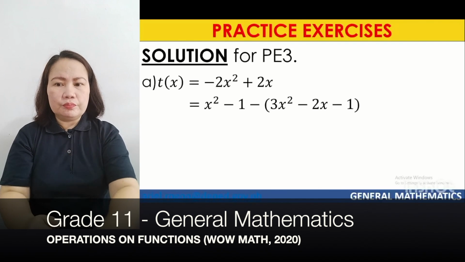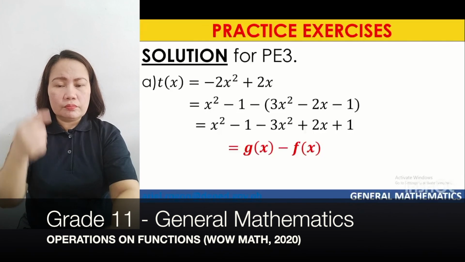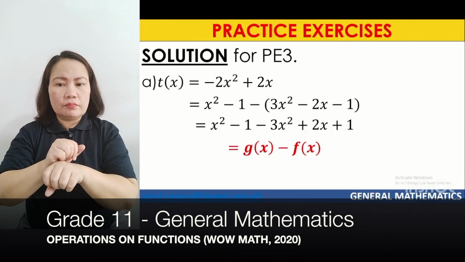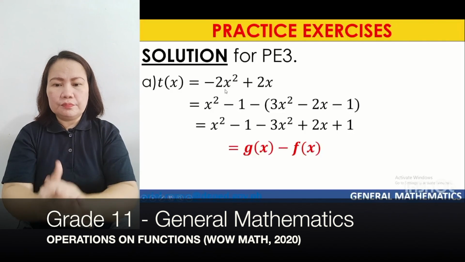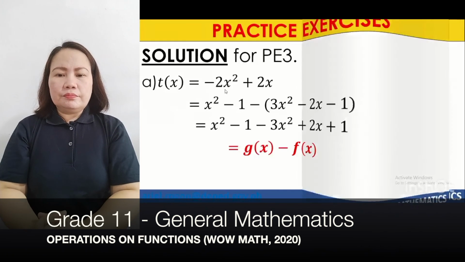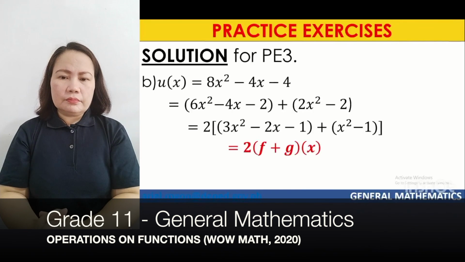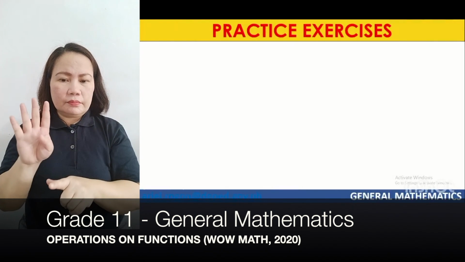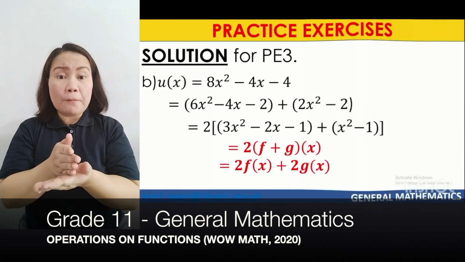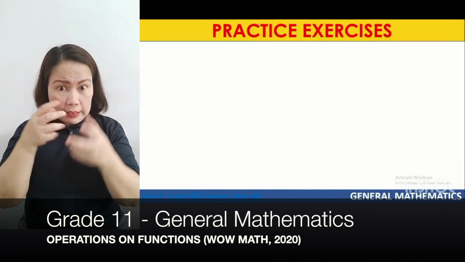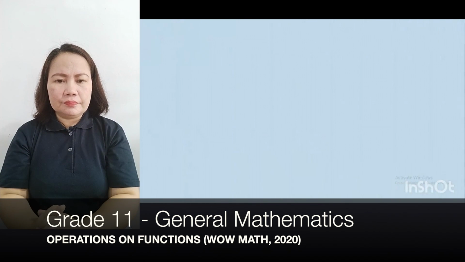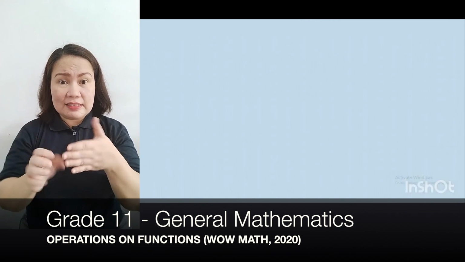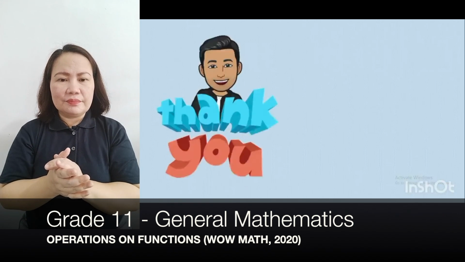Okay, for practice exercises number 3, this is working backward, where you find out whether it is the sum or difference of two functions that came up as another function. For letter B, that will be the answer. Okay, let's see. For letter C, this will be the answer. And again, okay, thank you.